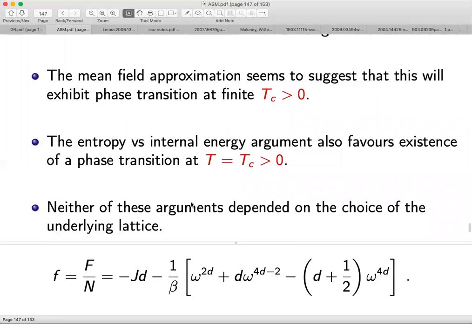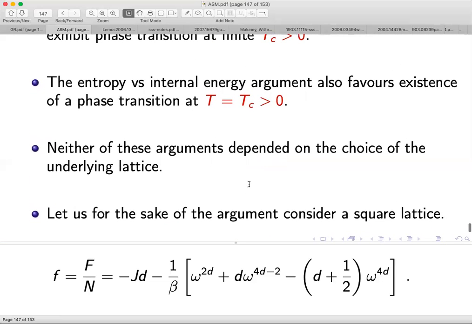Okay, and none of these arguments refer to any specific choice of lattice. We didn't say that it has to be a cubic lattice or anything like that, or a square lattice, since we are talking about the 2D Ising model. Okay, this was just a generic argument about how many nearest neighbors you could have, and just doing the counting with respect to that.